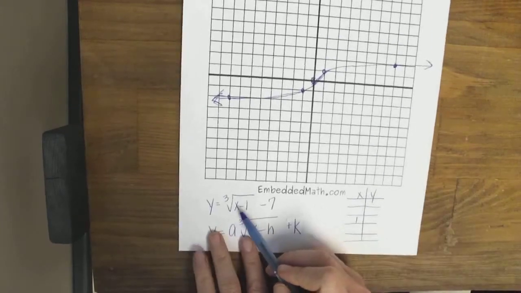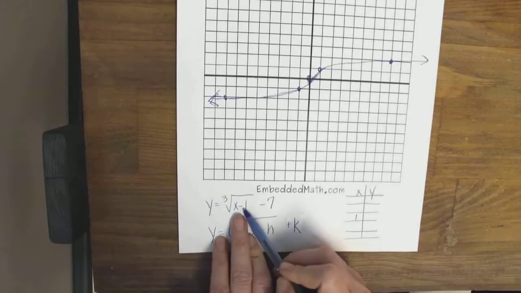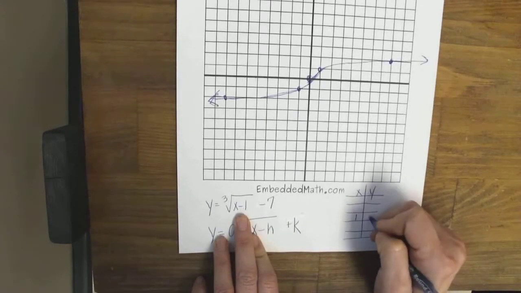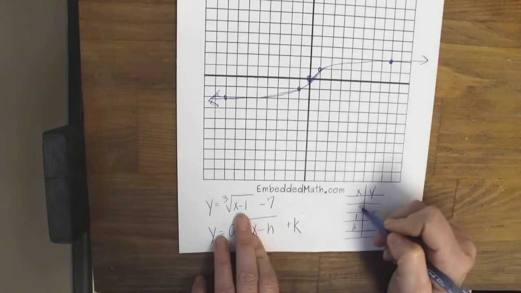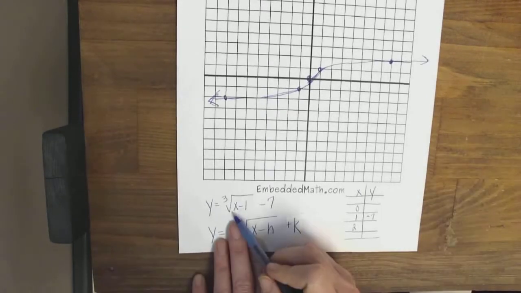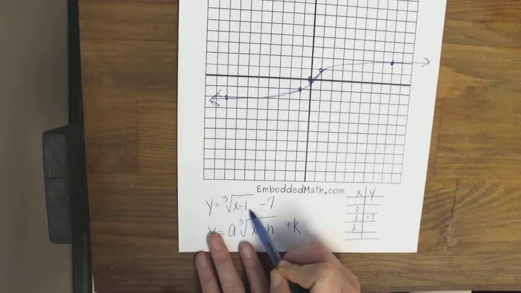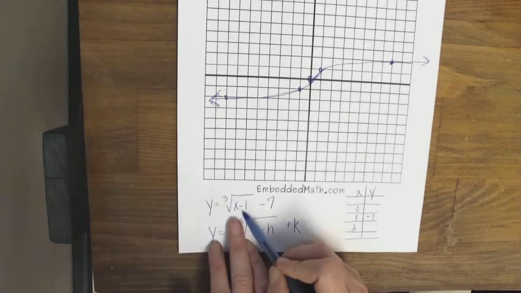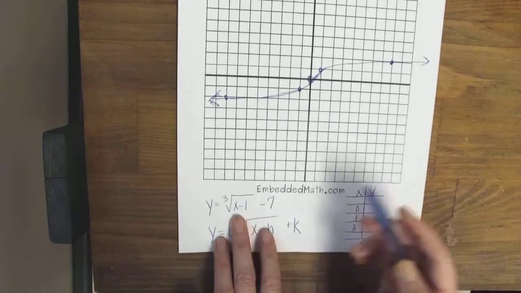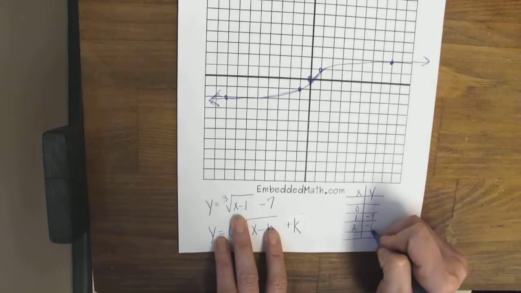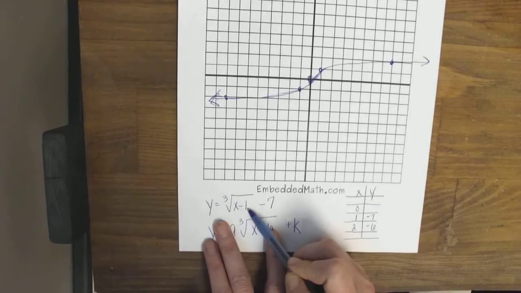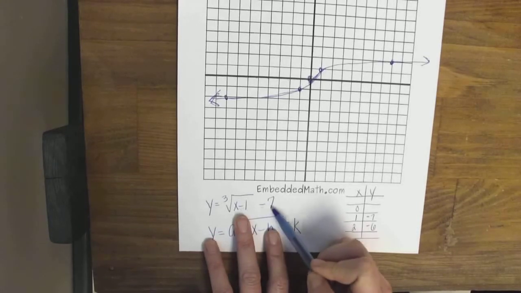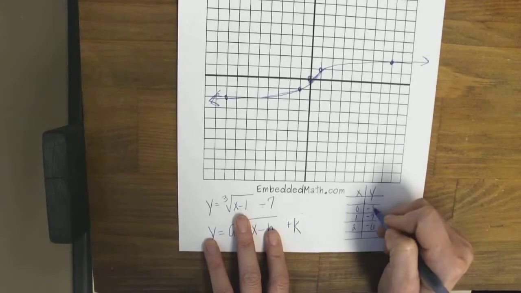If I plug in a 1, 1 minus 1 is 0. Cube root of 0 is 0. 0 minus 7, negative 7. Then I'm going to go 1 bigger and 1 smaller. 2 minus 1 is 1. Cube root of 1 is 1. 1 minus 7, negative 6. Plug in a 0. 0 minus 1 is negative 1. Cube root of negative 1 is negative 1. Minus 7 more, negative 8.